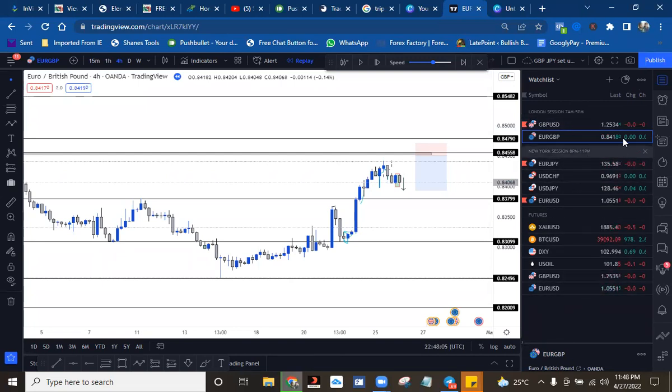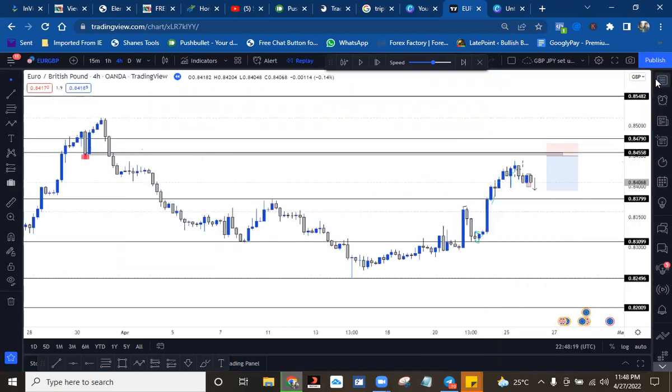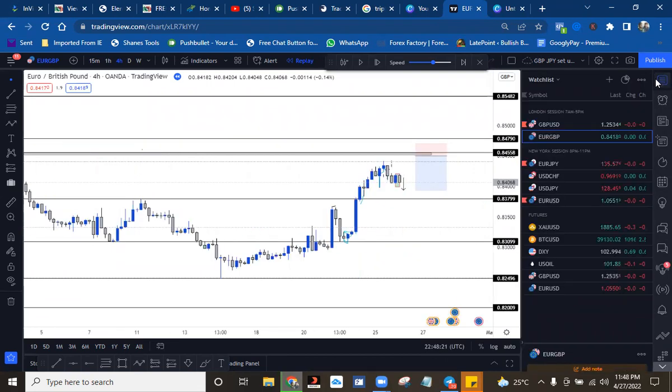All right. So that's for the right hand side of this. This is where you have your watch list. If you click on it again, it's going to close, so you have a bigger screen. If you click on it again, it will open.